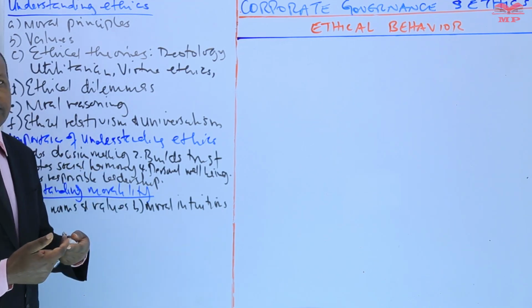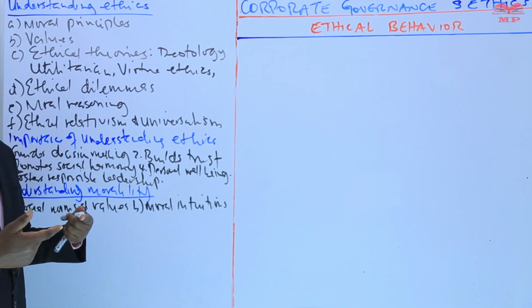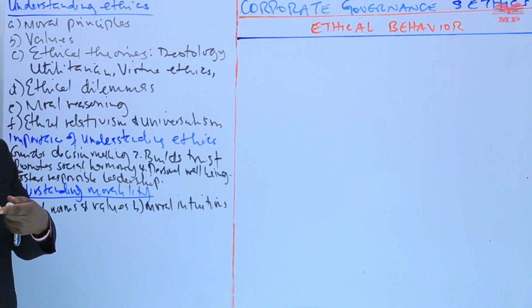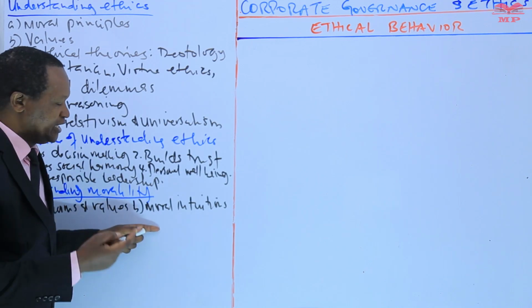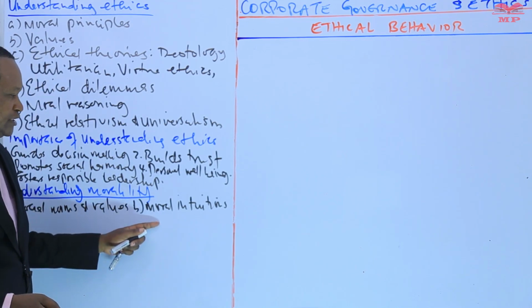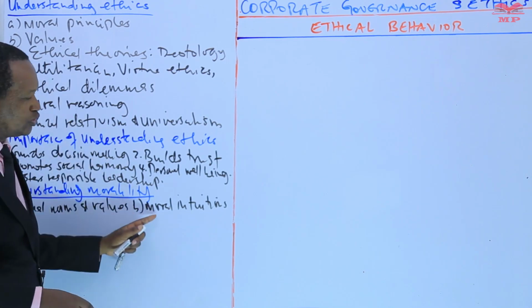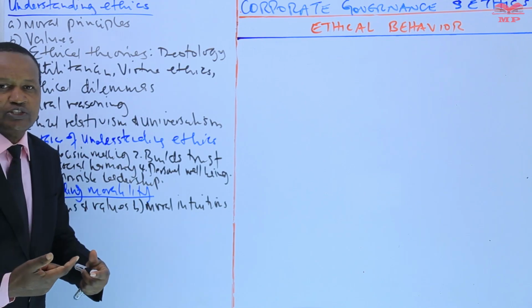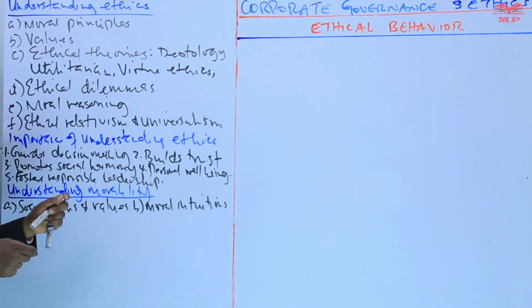Now, while moral intuitions can provide a quick and intuitive guide to behavior, they can also be influenced by biases and prejudices. So to understand morality, one has to know something about moral intuitions, which are the gut feelings or instinctive judgments. That's the second aspect of understanding morality.